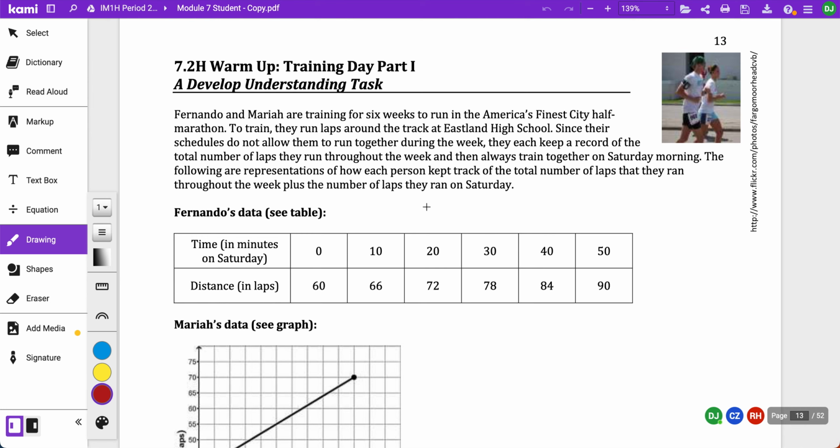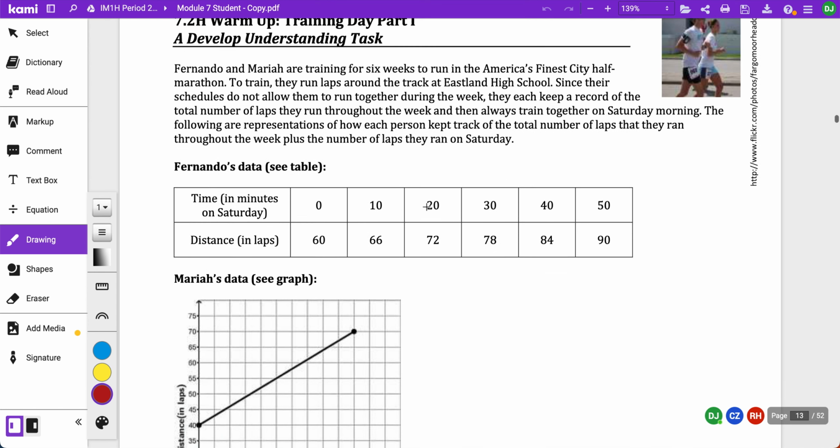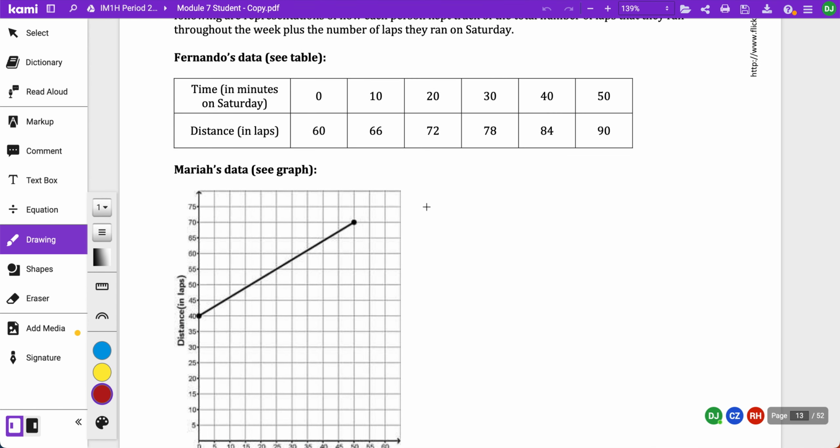The following are representations of how each person kept track of the total number of laps they ran throughout the week plus the number of laps they ran on Saturday. So here's Fernando. Fernando's data is represented with 0 minutes, 60 laps; 10 minutes, 66; 20, 72; 30, 78; 40 minutes, 84 laps, and so on.